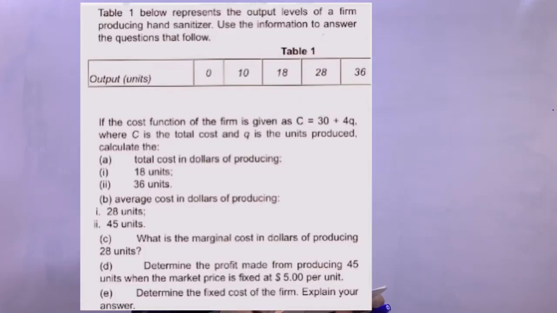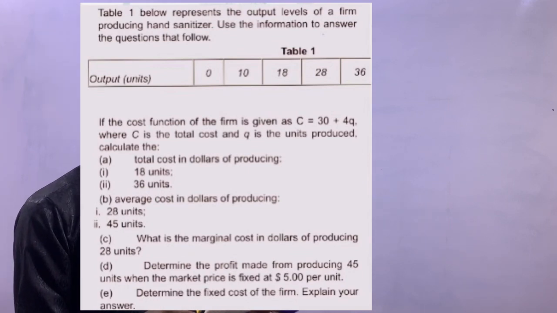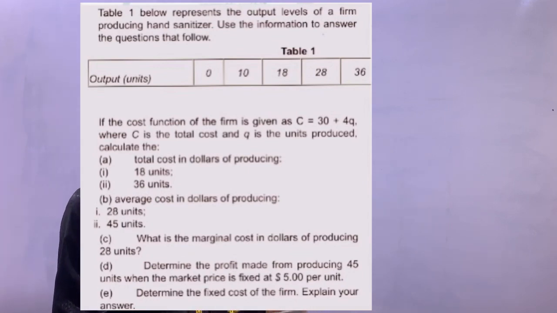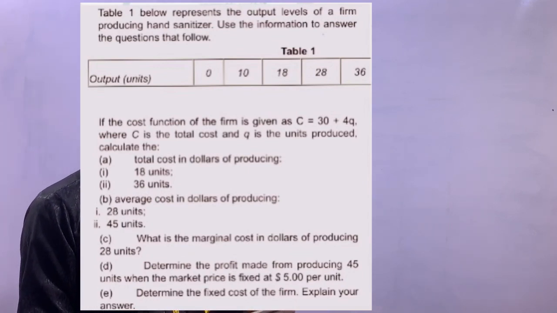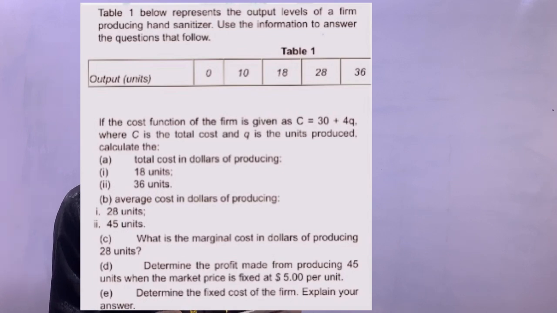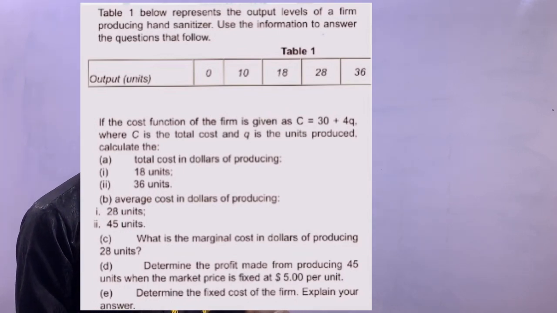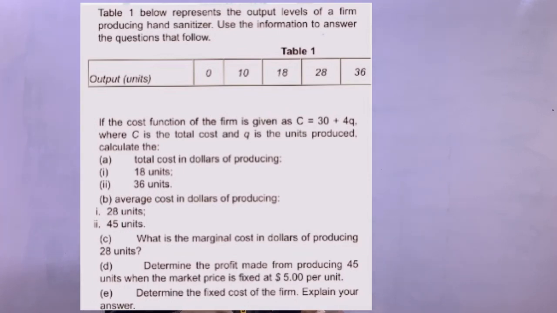Question two. Table 1 below represents the output levels of a firm producing hand sanitizers. Use the information to answer the questions that follow. So in table 1, we're given outputs in units. So we have the levels of output are 0, 10, 18, 28, 36, 45. Now, those are the various levels of output.